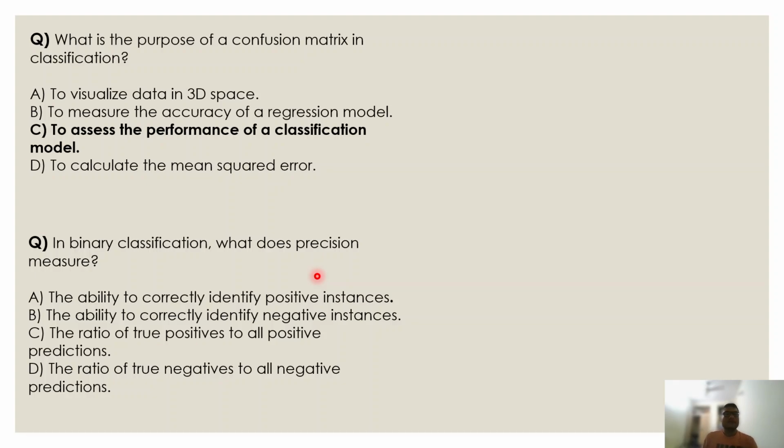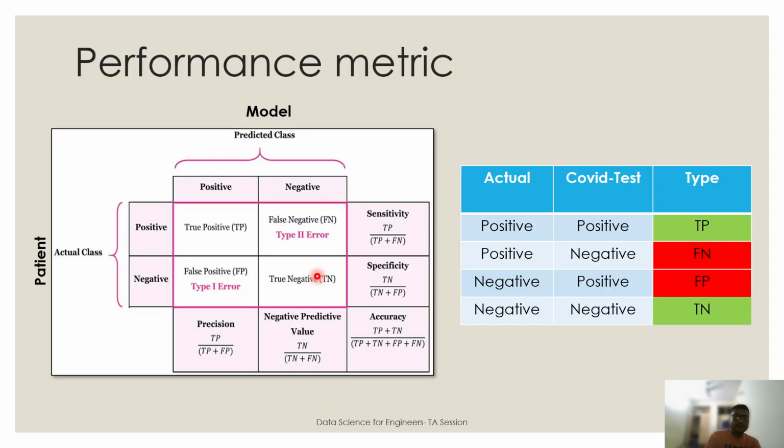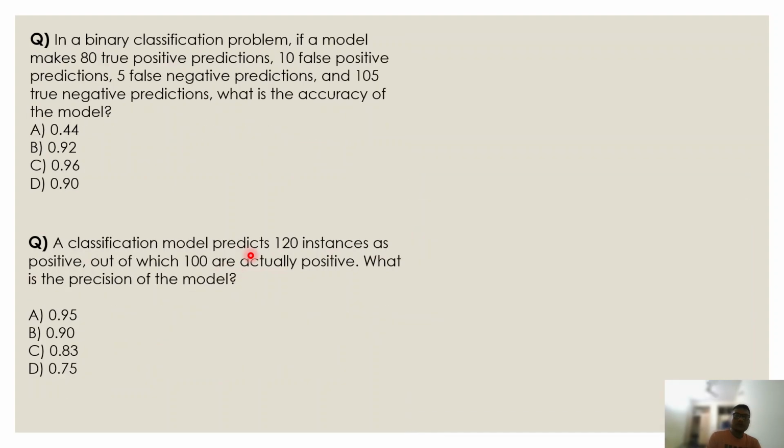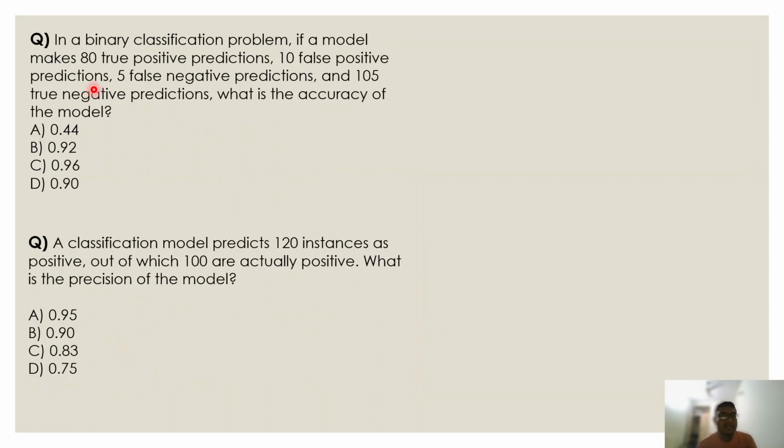It's true positive divided by true positive plus false positive. It's the ability to correctly identify the positive instances. So this is precision, and this is the false positive. You can also say it's the ratio of true positives to all positive predictions. That is also correct. This one is verbally correct and this one is the mathematically correct option, so A and C both are correct here.